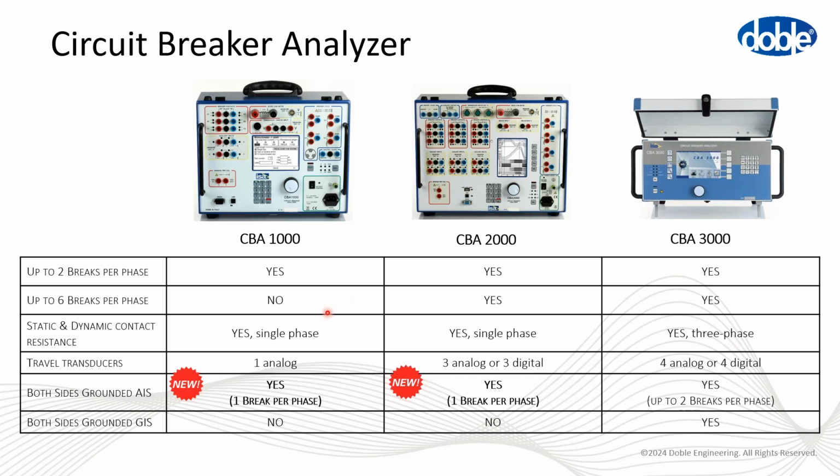Travel transducer: CBA 1000 has only one available. CBA 2000 has 3 analog or 3 digital. CBA 3000 can have 4 analog or 4 digital.